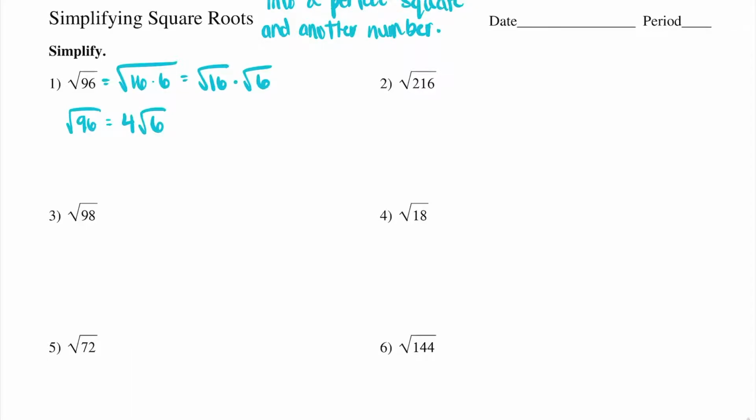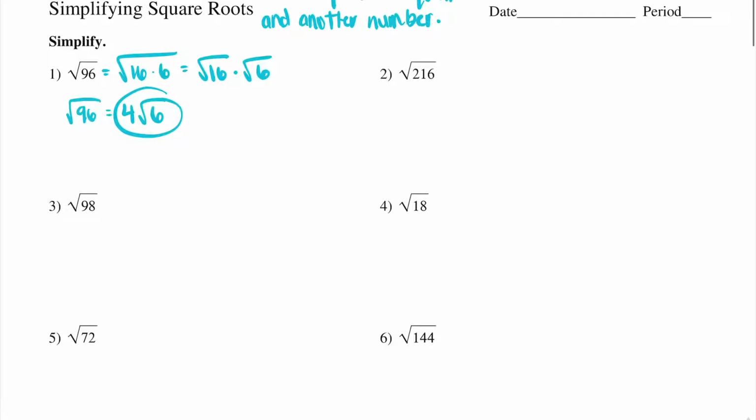I can't break down 6 anymore. I mean, if I do, I get 4 times the square root of 2 times 3, but I can't take the square root of 2 or the square root of 3 without having to use my calculator, and I get a really long decimal. So to get the most exact answer, I'm just going to leave it as 4 times the square root of 6, or 4 rad 6. And there we go.